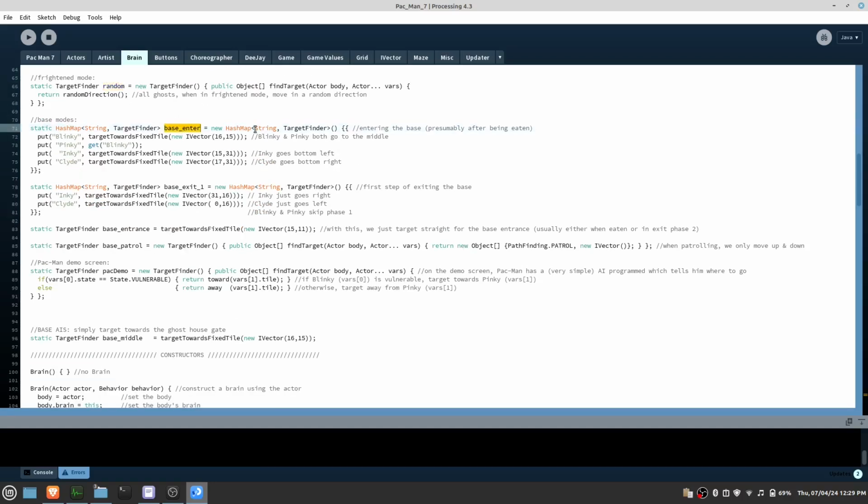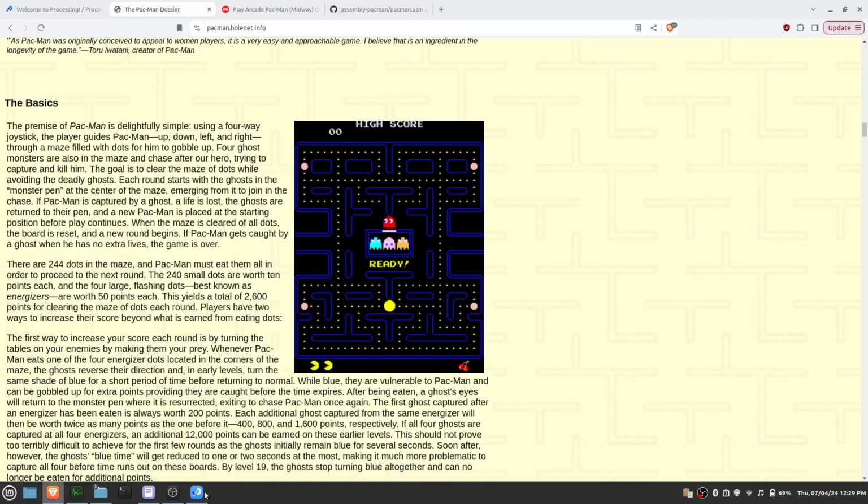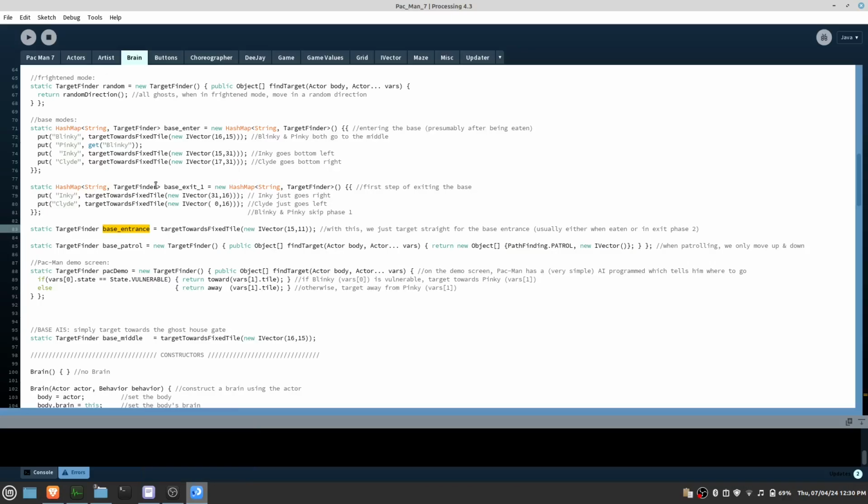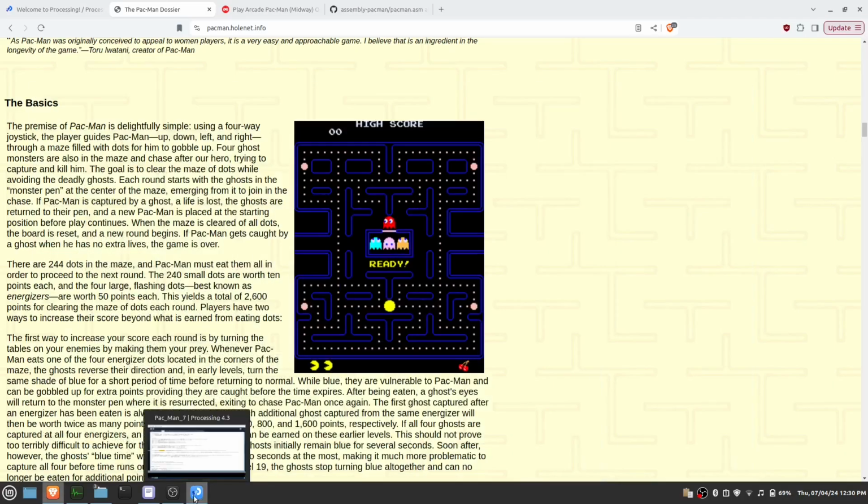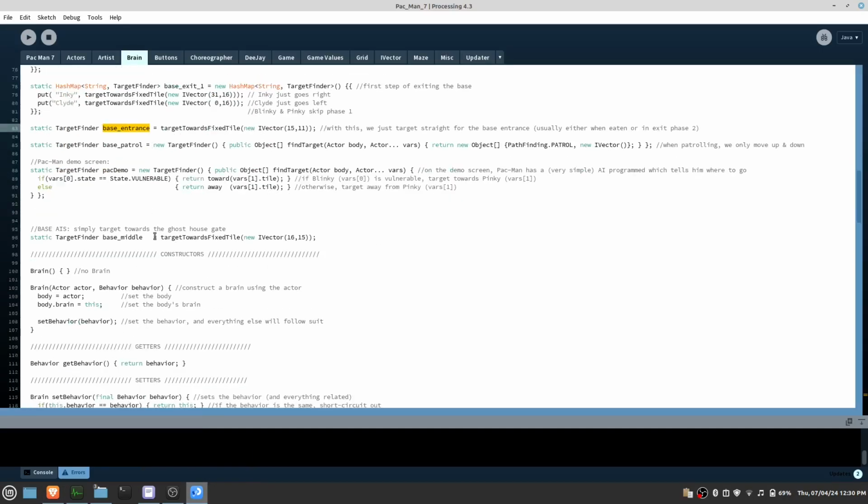Let's see, base entry. Actually, I think it's this one. Yeah, that's when you eat them and they turn into floating eyeballs. They move towards the base to try and turn themselves back into ghosts. And then there's other AIs I had to make to animate them leaving the ghost house, because again the ghost house was a huge pain.